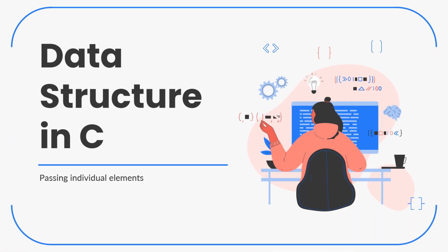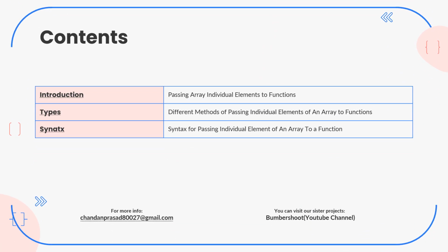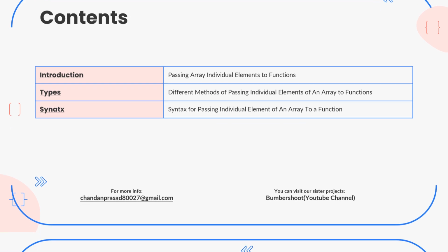In this lecture, we are going to learn about passing individual elements of an array to a function. The content of this lecture are as follows. First, we will learn about the meaning of passing individual elements of an array to a function. Second, different methods of passing individual elements of an array to a function. Third and last, syntax for sending and receiving elements of an array.